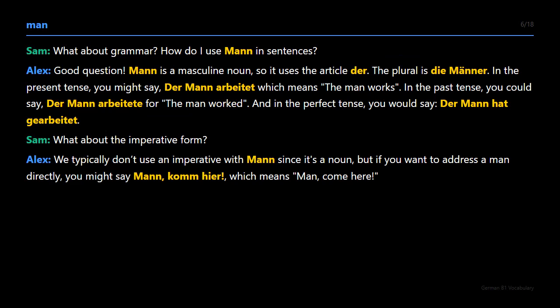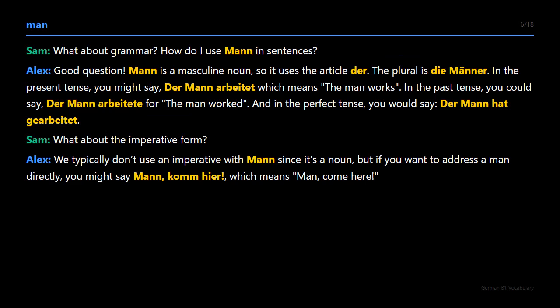What about the imperative form? We typically don't use an imperative with Mann since it's a noun, but if you want to address a man directly, you might say, Mann, komm hier, which means man, come here.